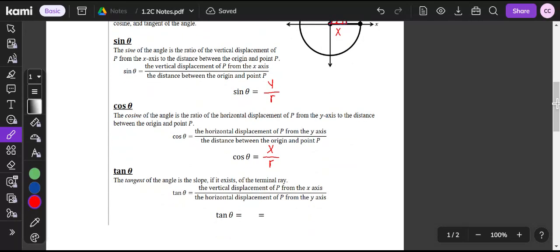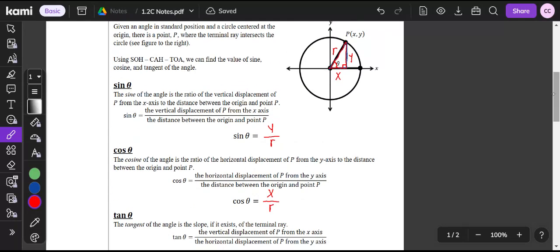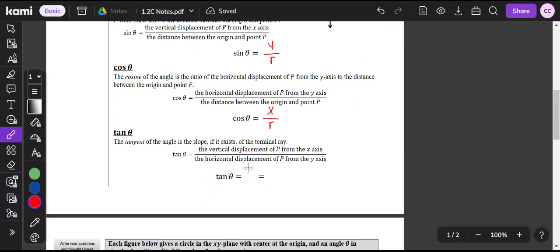And then finally, I can do this for the tangent angle. I'm going to do the opposite side over the adjacent side. All right. So when I go to write my fraction, I'm going to look at the opposite side of this angle, which is the y distance. Then I'm going to divide that by the adjacent side of this angle, which is the x distance. So I end up with y over x.